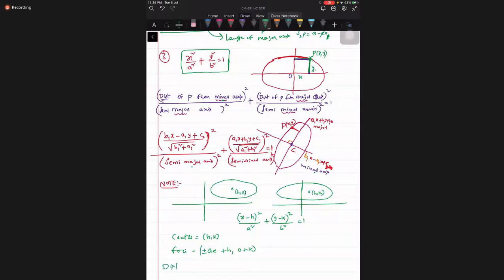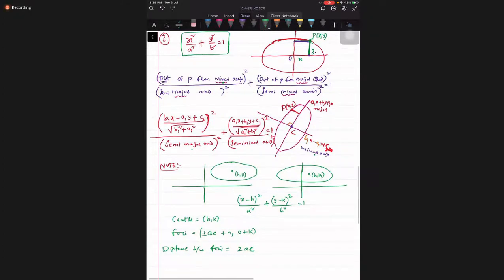But all distances remain the same only. What is the distance between the foci? 2AE. The distance between the origin and so on, what happens to them, students? Only the points change, the lengths remain. Correct or not? Please have clarity on that point.